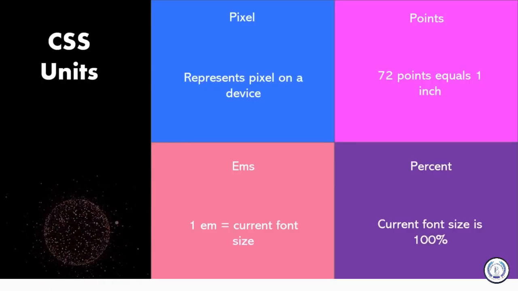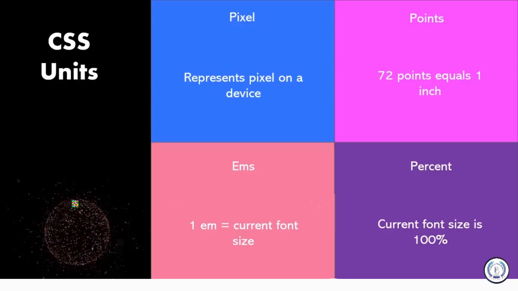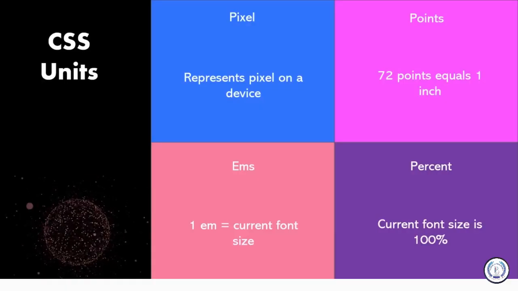Now the last two types of units are relative units. Now these are relative to your current font size. So 1 em or 100% is actually equal to your current font size. So if you want something to be double your font size, all you have to say is 2 em. So these are how relative units work in CSS.